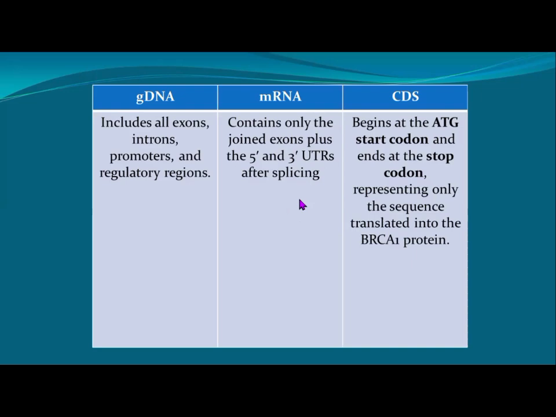Next is coding sequence. This is a very important sequence. It is a part of messenger RNA. It actually codes for proteins. The mature messenger RNA contains, as we know very well, 5 UTR, 3 UTR, and exons, while the CDS contains only the coding region, which starts with a start codon and ends with a stop codon. It represents only the sequence that will be translated into the final protein.